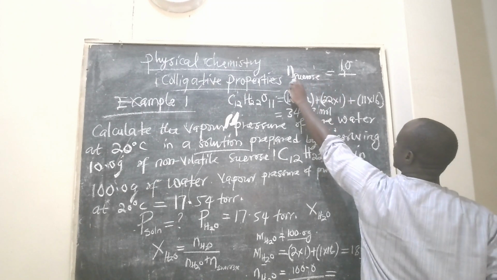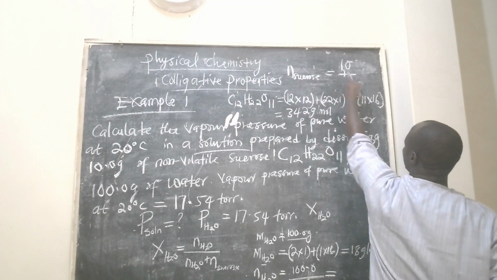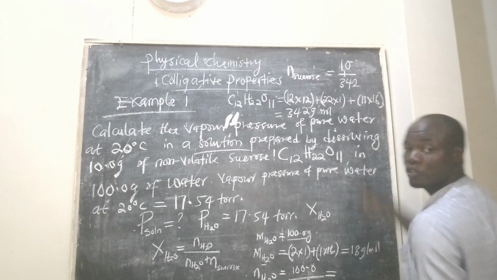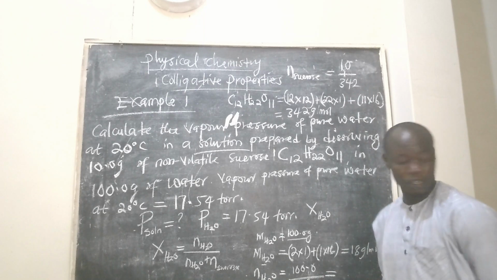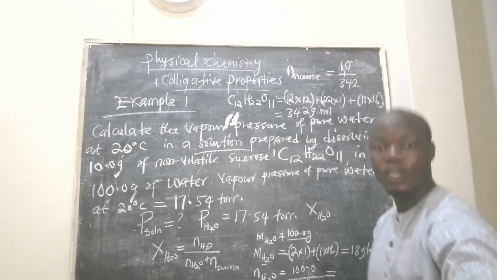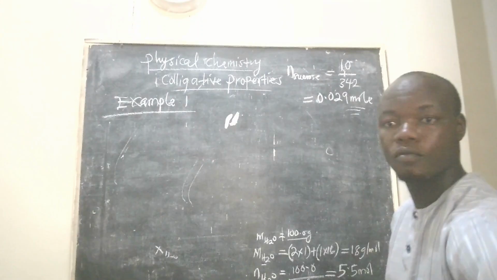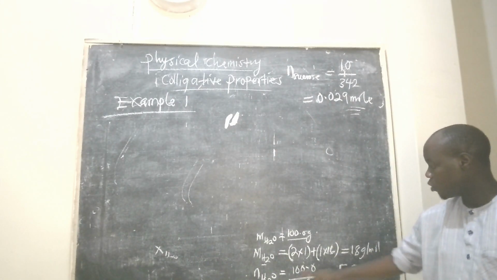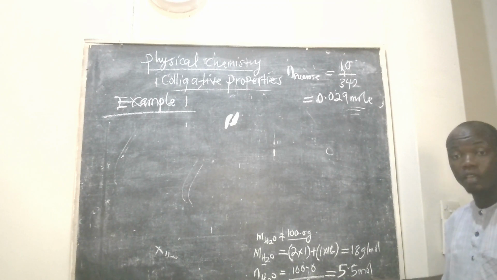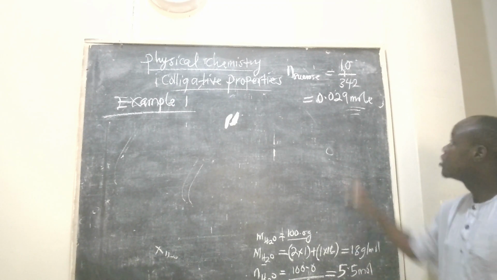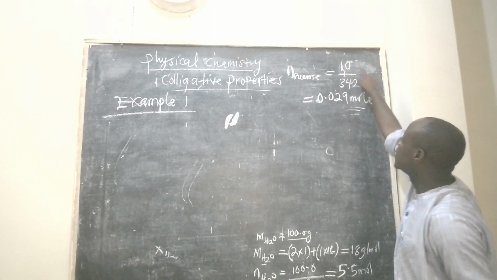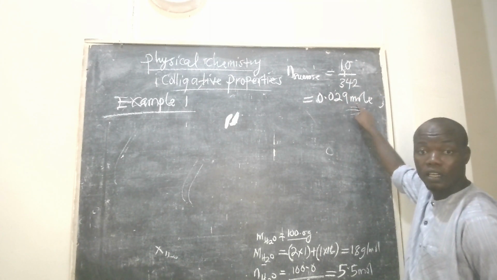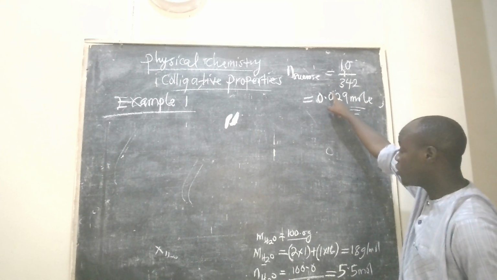So therefore, now we are going to say the number of moles of sucrose is equal to 10 divided by 342. So now the number of moles of water, we have 100 divided by 18, we have 5.56 moles. And then for the number of moles of sucrose, we have 10 divided by 342, we have 0.029 mole. And this is the number of moles of sucrose.